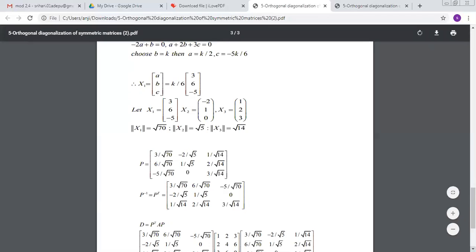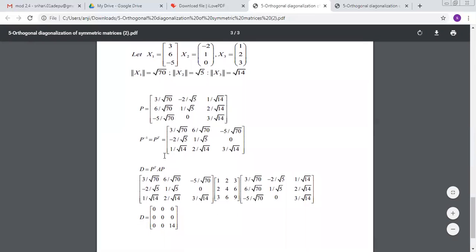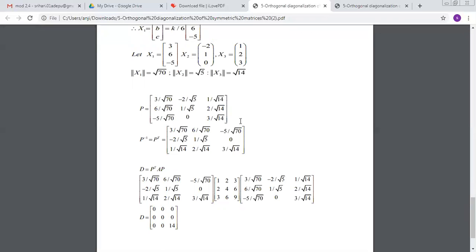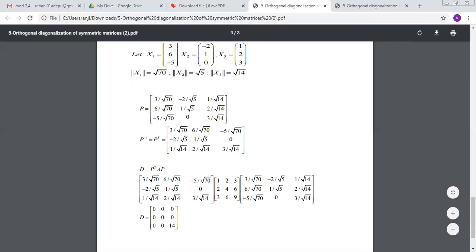Now from diagonalization, D equals P inverse A P. But here P inverse equals P transpose. So D equals P transpose A P. So calculate P transpose A P. That gives [0, 0, 0; 0, 0, 0; 0, 0, 14]. This is our matrix D. So here the matrix A is diagonalized through an orthogonal matrix. So that's why it is orthogonal diagonalization of a symmetric matrix.